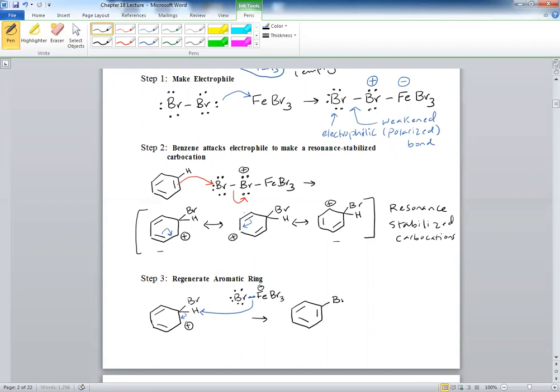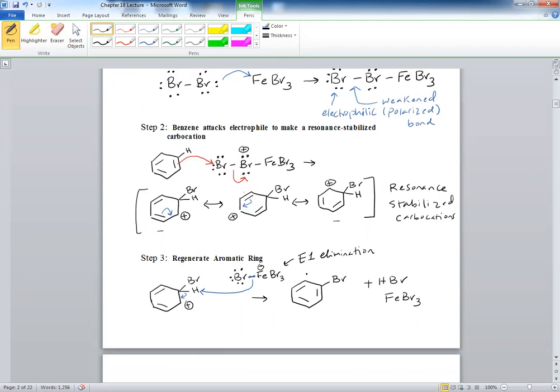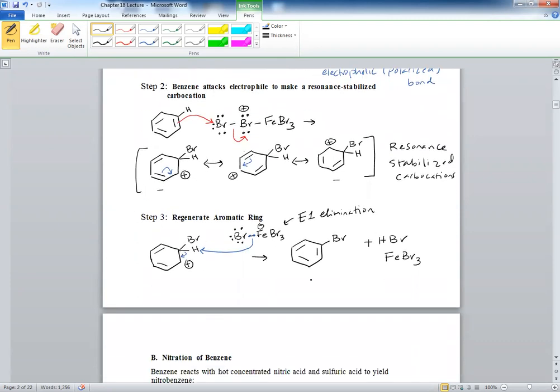So here's your product, of course, plus HBr, that's what we formed, and of course FeBr3. So that's a catalyst. Remember, a catalyst does not get used up. You actually get it back at the end. Not sure about you reusing it, but that's the idea. This reaction right here is an E1 elimination reaction, if you recall from organic 1. E1 elimination reaction.